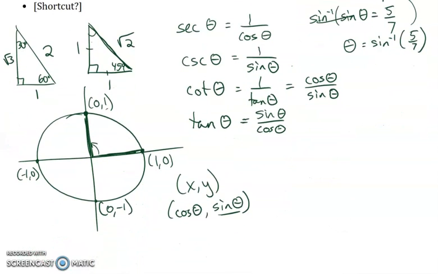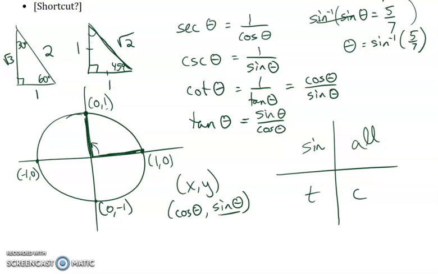And then for signs of ratios, you have seen this before, ASTC, or we say all students take calculus as a mnemonic device to help us remember that. But what those represent is which of the 3 original trig functions, sine, cosine, and tangent, are positive in each of these quadrants. So all of the sine, cosine, and tangent ratios are positive here. Sine is positive here, meaning cosine and tangent are negative. Tangent is positive in quadrant 3, and cosine is positive in quadrant 4. So you can memorize it that way.